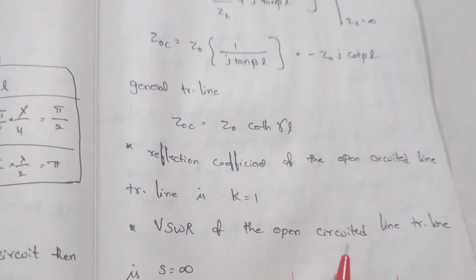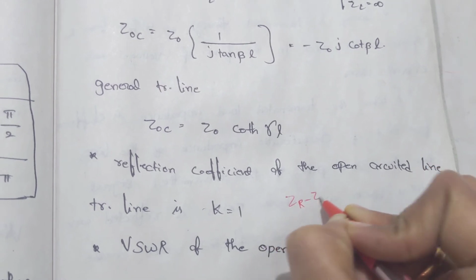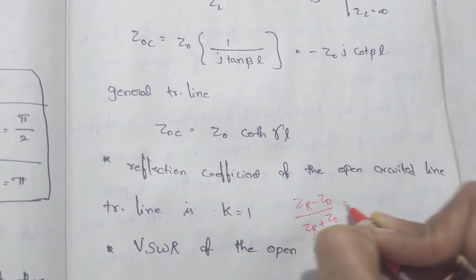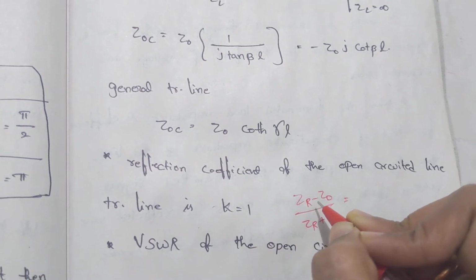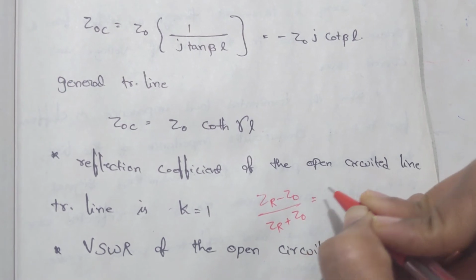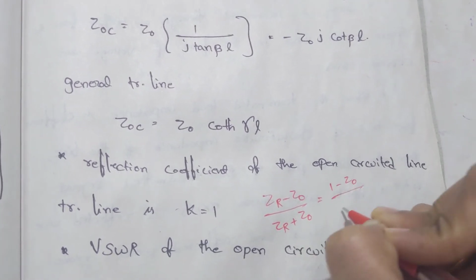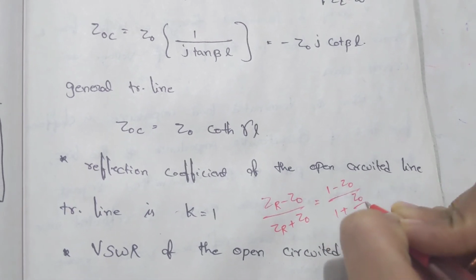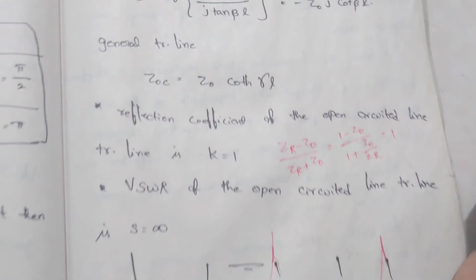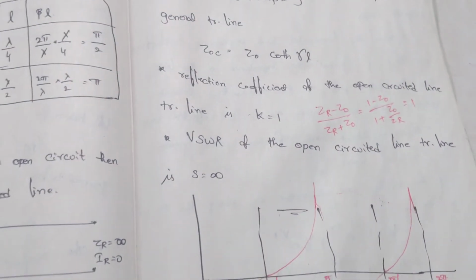Similarly for the reflection coefficient, ZR minus Z0 divided by ZR plus Z0. Here ZR becomes infinity, so I take ZR common, and it will be 1 minus Z0 divided by ZR over 1 plus Z0 divided by ZR. The leftover value will be 1. Similarly, the voltage standing wave ratio will be equal to infinity.